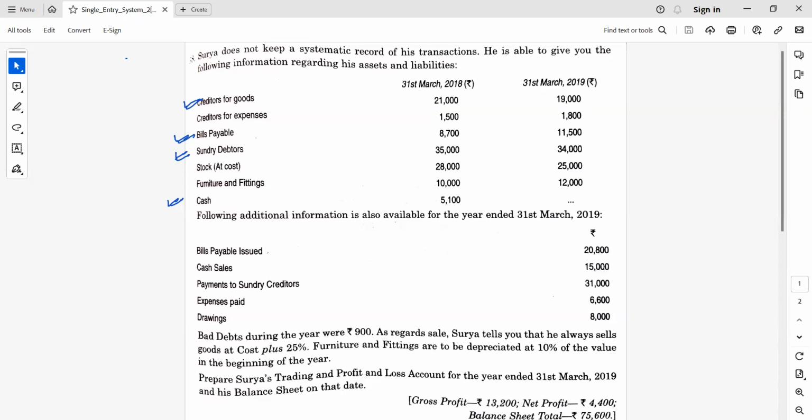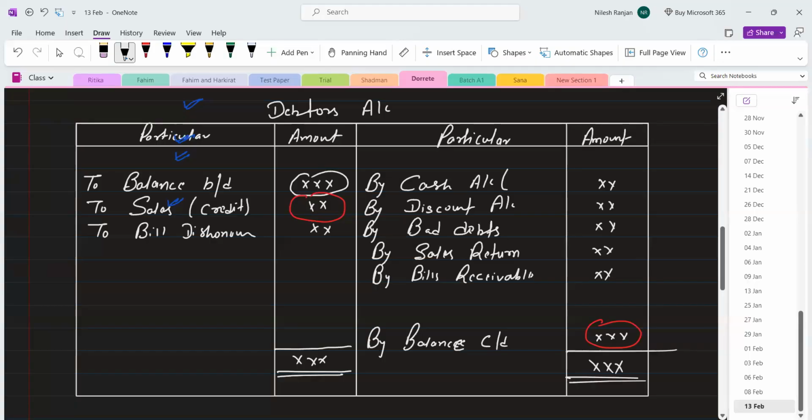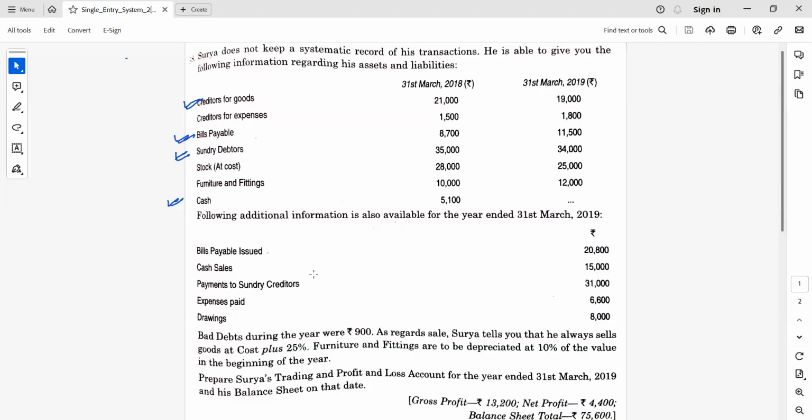This format you are seeing. Yes, sir. In this format, there is different information like opening balance of debtors, closing balance of debtors, sales, that is credit sale, not cash sale, bill dishonored, cash received from debtors, discount given to debtors, bad debts, sales return, bills receivable received from debtors. So this information you have to find here. First of all, opening and closing debtors is given here. You can see? Yes, sir.